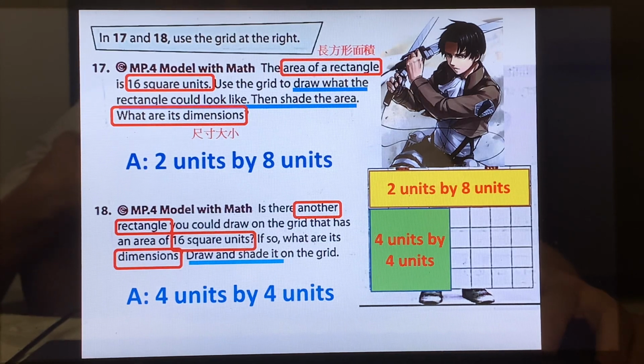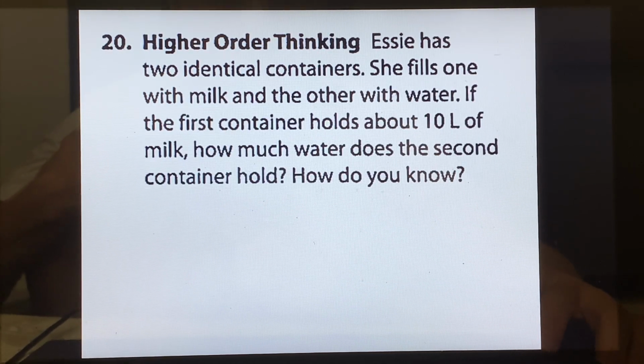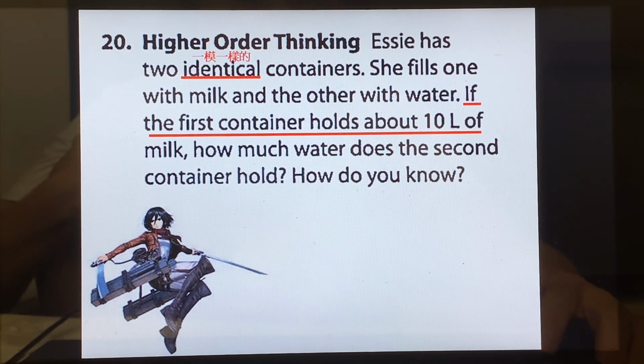Let's move on. We'll skip this question. Let's move on to the next one. Question 20. Essay has 2 identical containers. 它有2个一模一样的容器。She fills one with milk and the other with water. If the first container holds about 10 liters of milk, how much water does the second container hold?